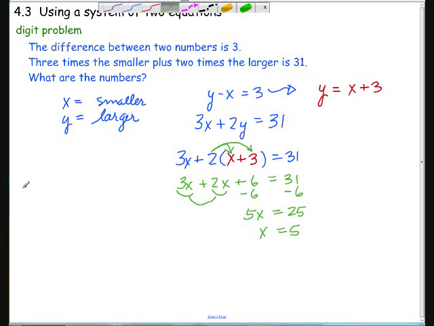That's part of it. I can say the smaller number is 5, and the larger number is the difference between them. If you add 3 to the smaller one, there's my answer.